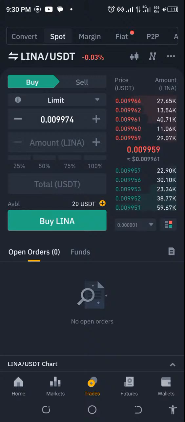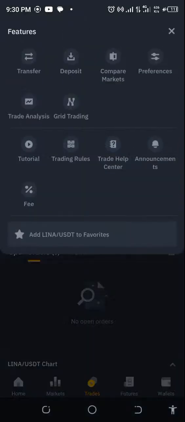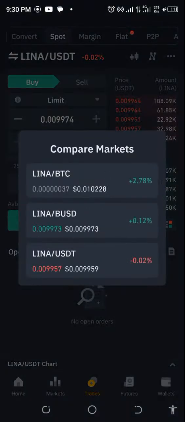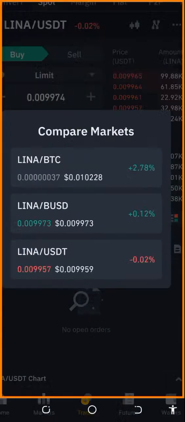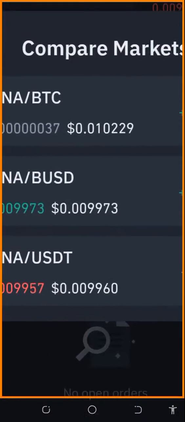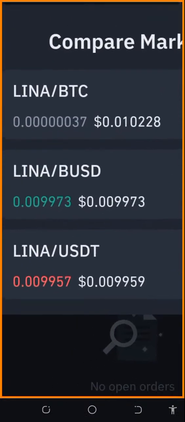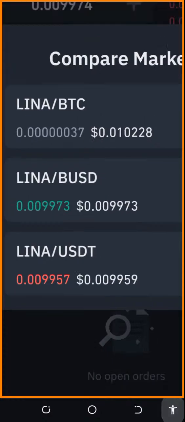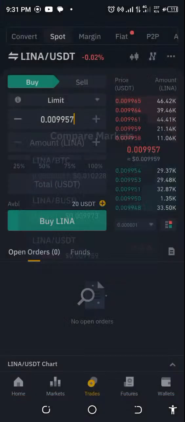So today, what do I have for you? I've got Lena USDT. Let's go over to compare markets. What do we have here? We're seeing that Lena USDT is 0.0099, while Lena BTC is 0.00102. Okay, let's go ahead and see with the simulations what we can get.